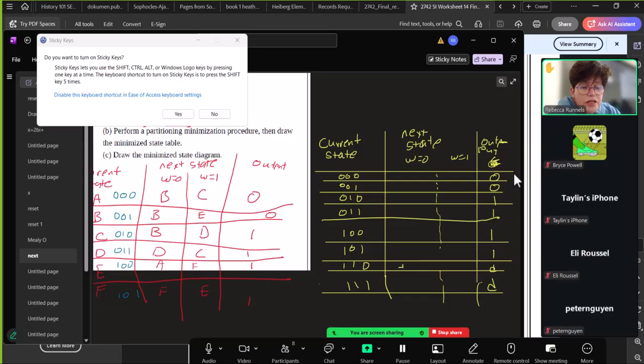And so these next states will be don't care, don't care, don't care, and so on.